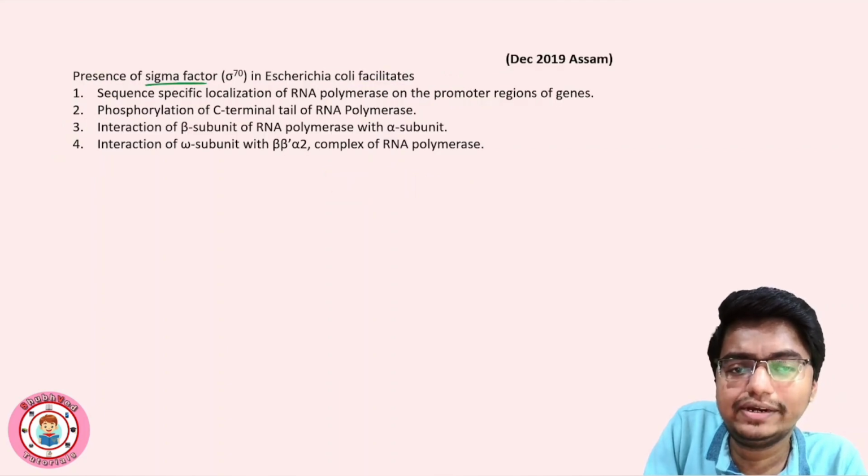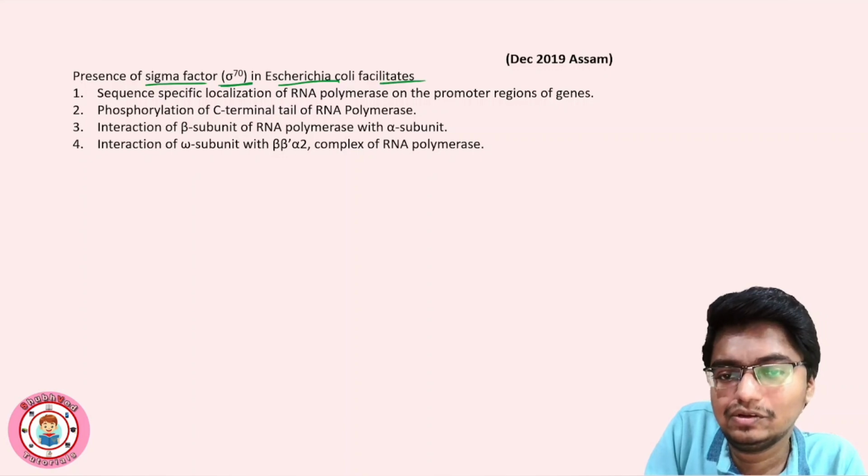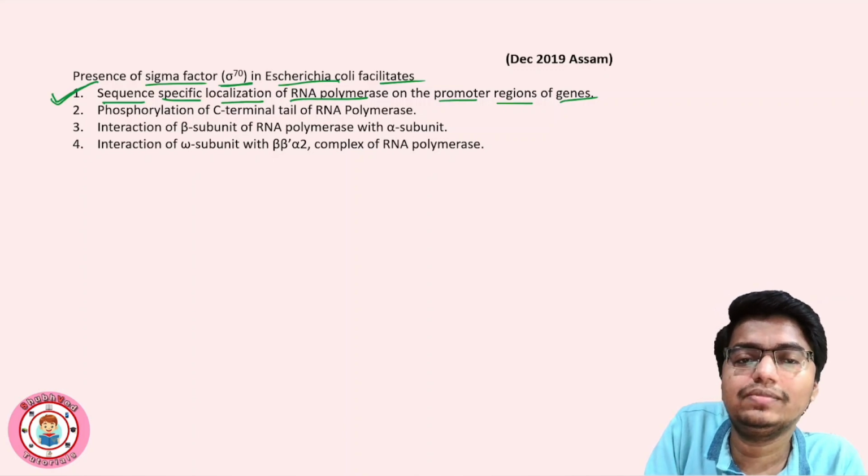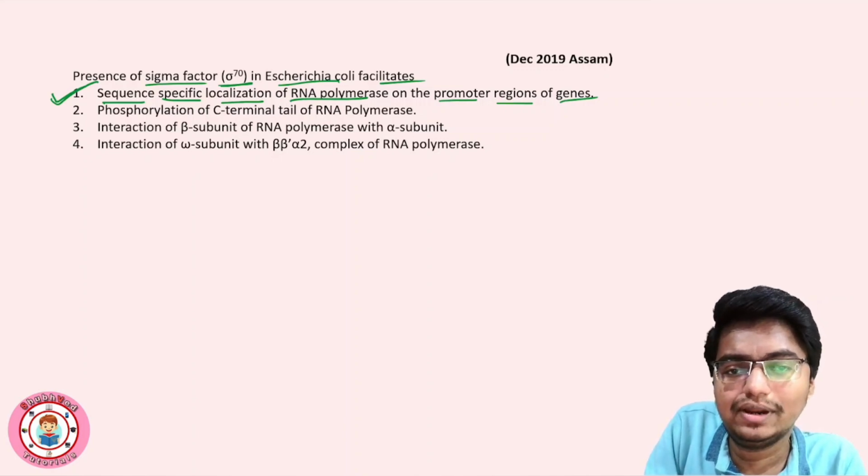Presence of sigma factor 70 in Escherichia coli facilitates what? Sequence specific localization of RNA polymerase on the promoter region of genes. Absolutely correct, option 1. This is sequence specific binding of RNA polymerase on the promoter region, right.